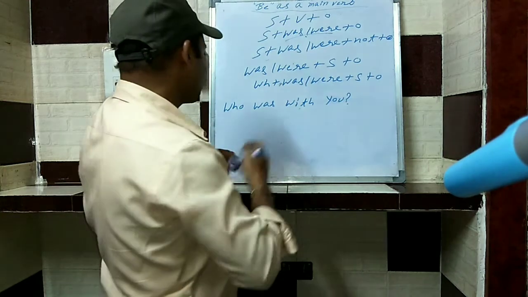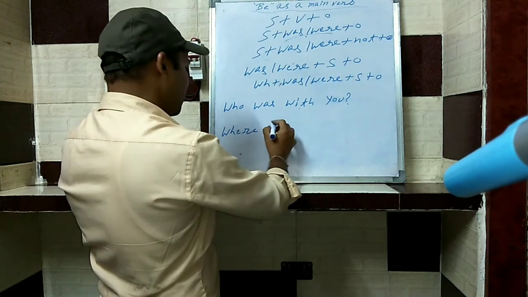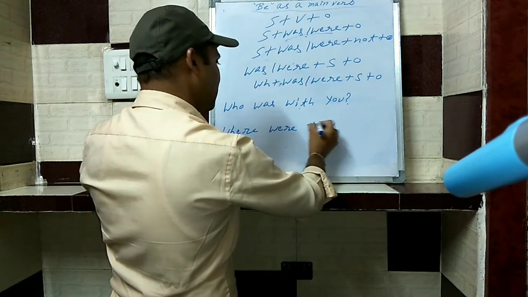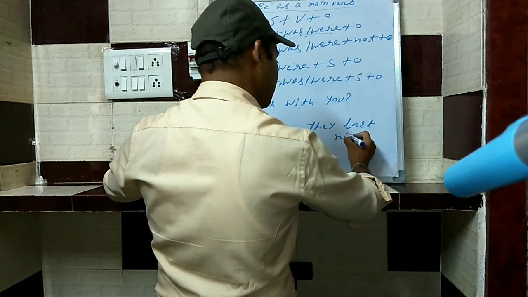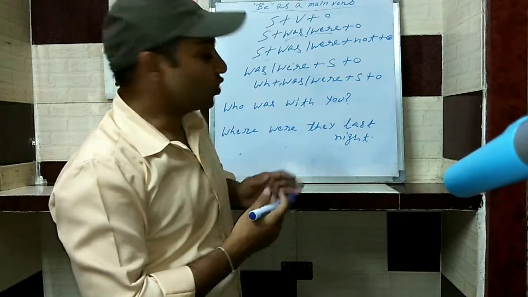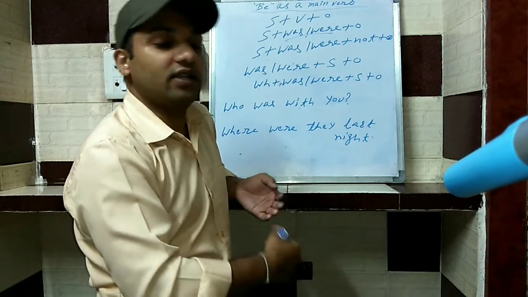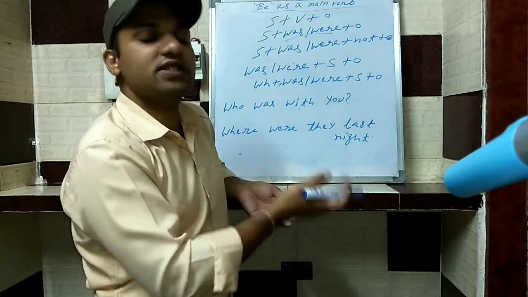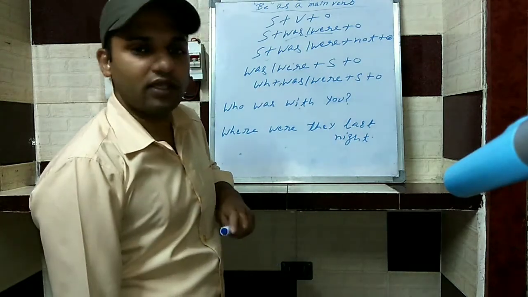Or it could be: where were they last night? Where were they last night? So it is about their place. So where were they last night? They were at their home, they were at their business, or they were somewhere else. So in such way we frame the questions and then we can give the answers.